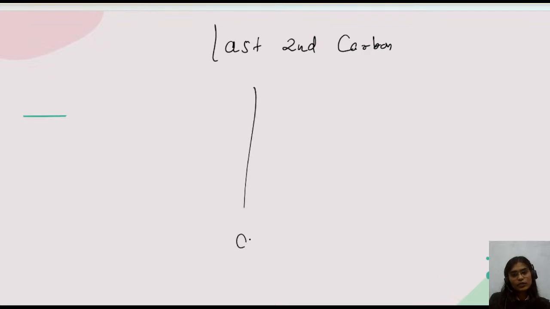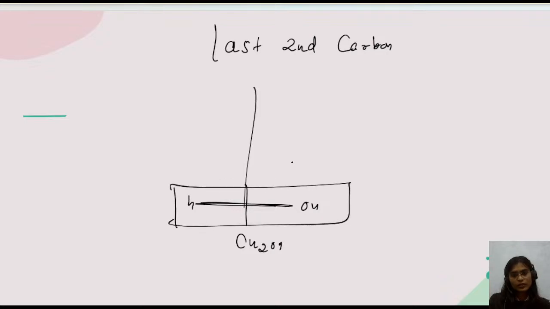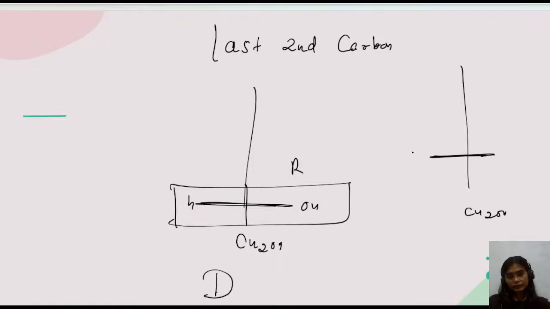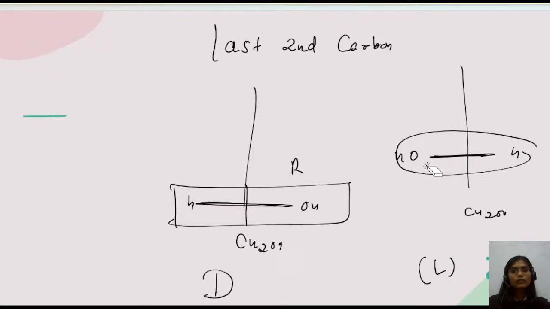Okay, so in this case, this is CH2OH. If the OH on the last second carbon is present on the right hand side, it is a capital D. If the OH on the last second carbon is present on this side, it's a capital L. So this is the configuration that simply decides the direction. Okay, is this point clear?